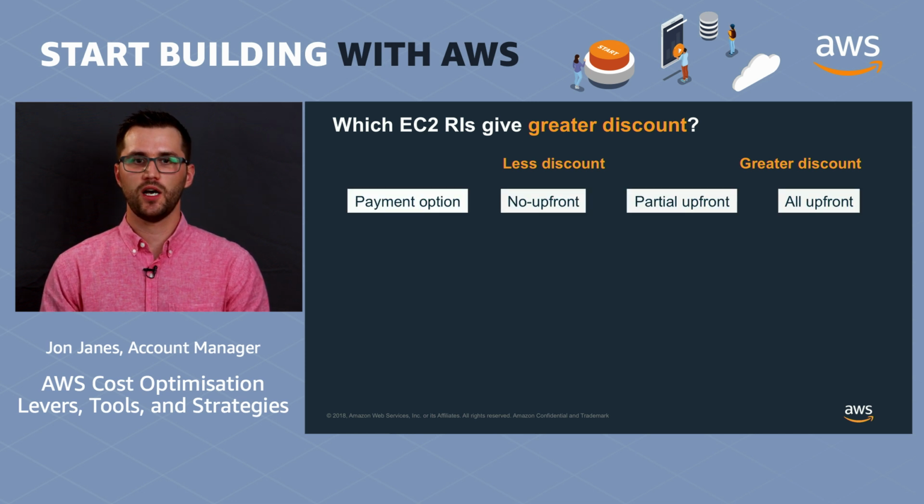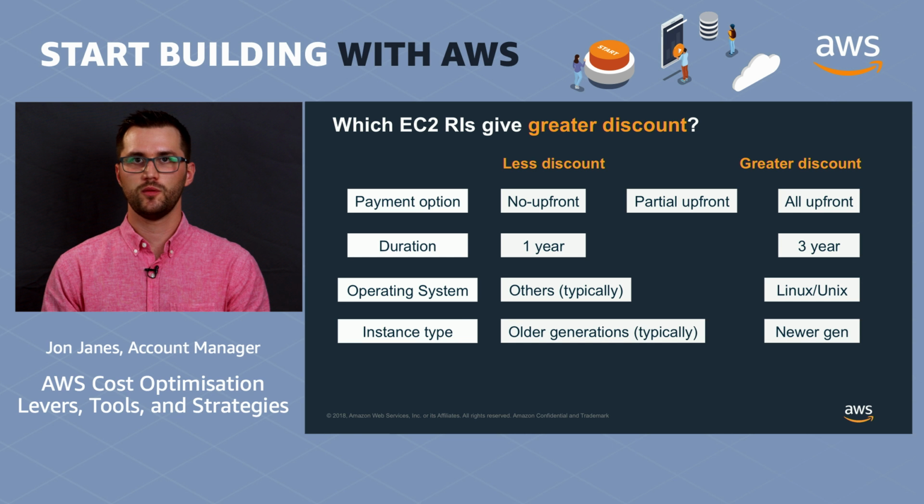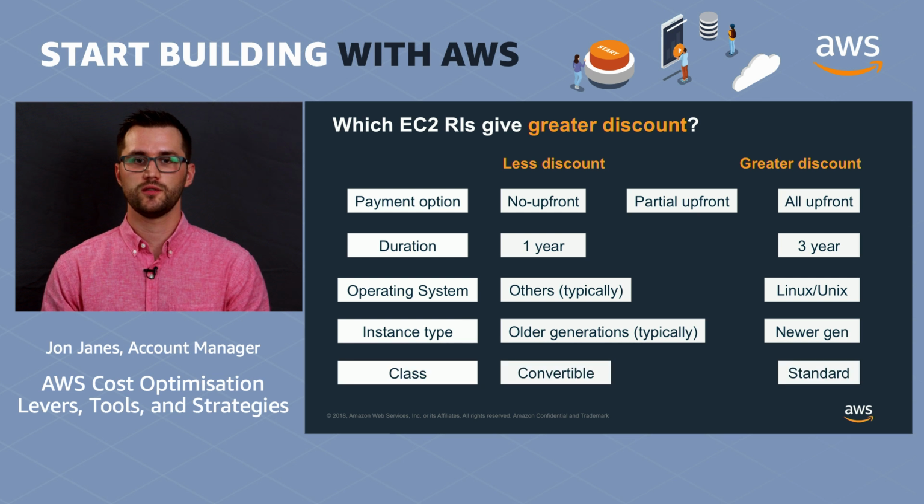So if we look at payment options as we go left to right, all up front, you have your largest discounts available. The 36-month terms have the greatest. Windows or operating systems with no associated licensing costs, the newest generation, and the standard reserved instances.